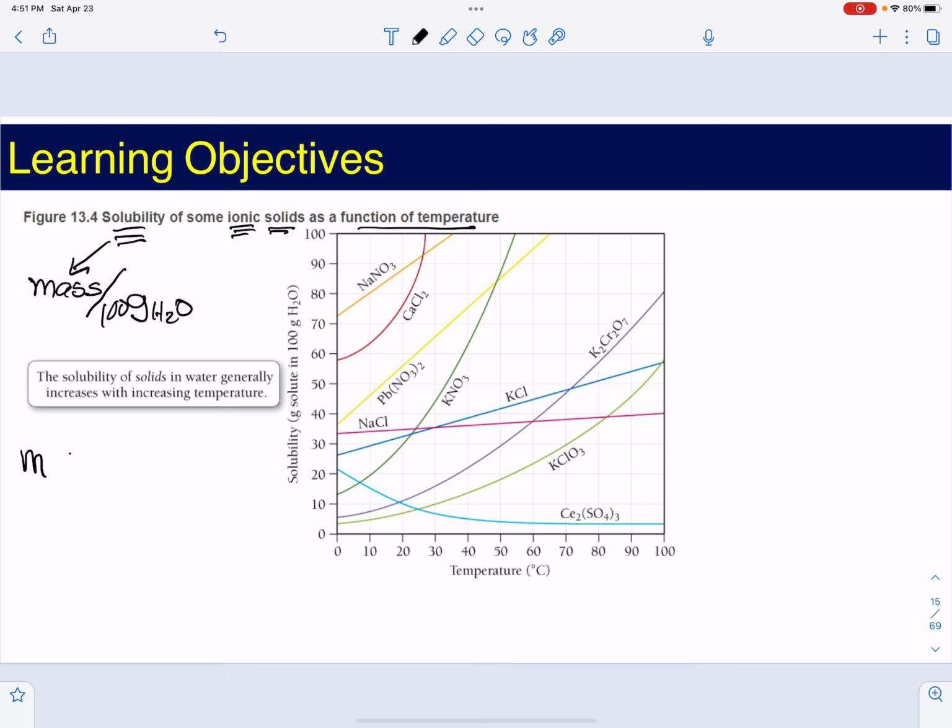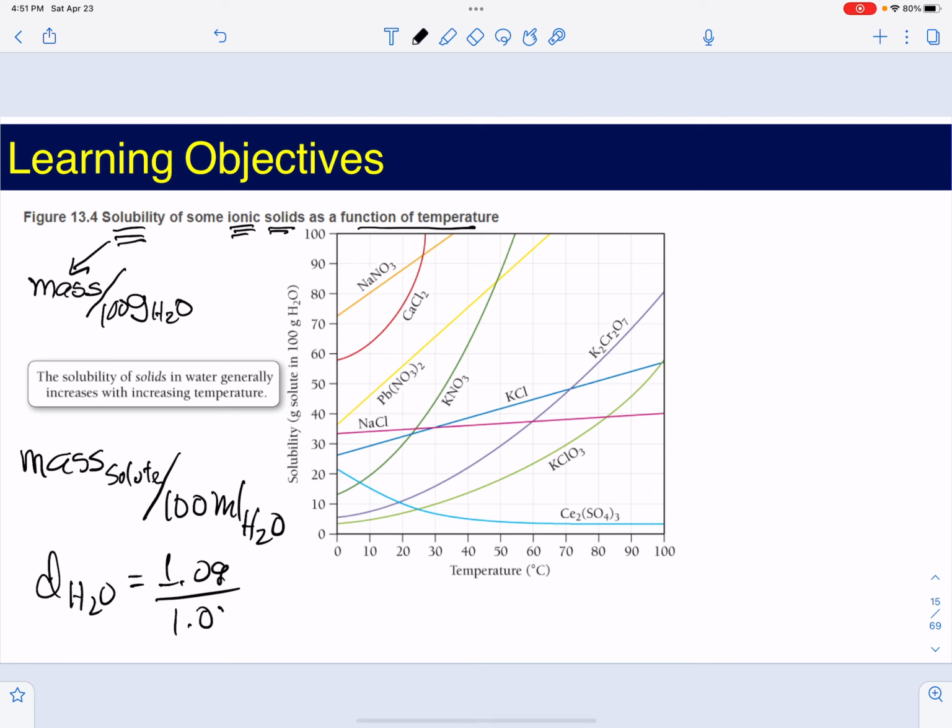Sometimes you're going to see the amount of mass of the solute in a given 100 milliliters of water, because remember, the density of water is 1 gram for every 1 milliliter. So you can interchange grams and milliliters at a standard condition, basically at room temperature. It's not exactly 1 to 1, but we're going to say it's 1 to 1.